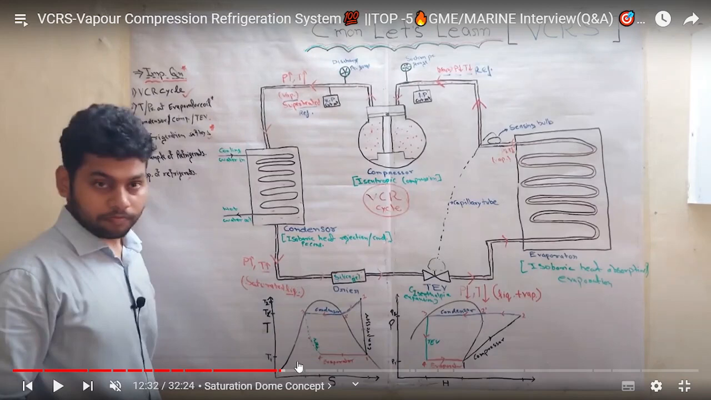See now, what is this? This is saturation dome. Now understand this: the section of this saturation dome that is here will be liquid, in the liquid form. The middle of the saturation dome will be a mixture form of the substance, and here it will be purely a vapor form.